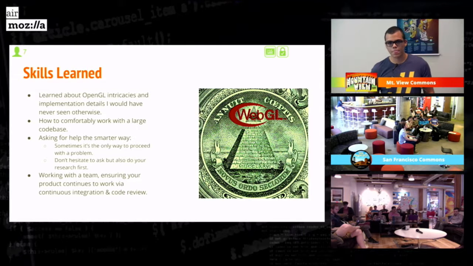Asking for help the smarter way. Initially, I was really hesitant to ask for help because I felt like, oh, I could figure this out, or I don't want to bother my mentor, or stuff like that. But a lot of times, the problems you're dealing with, there's no way you're going to know. There's a lot of scenarios where I would implement something and he would say, oh, we don't need to do it like this for this legacy reason.